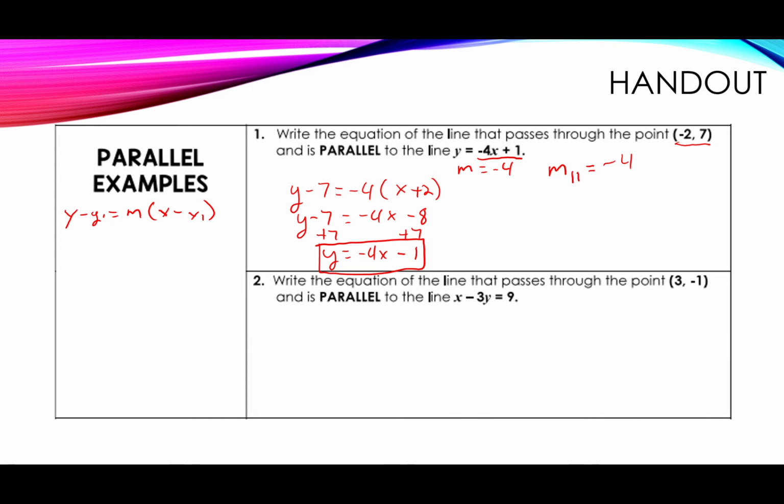All right, you can always double check. If I put in negative 2 where x is, I should get 7. And so since negative 4 times negative 2 is 8, and 8 minus 1 is 7, we're good.